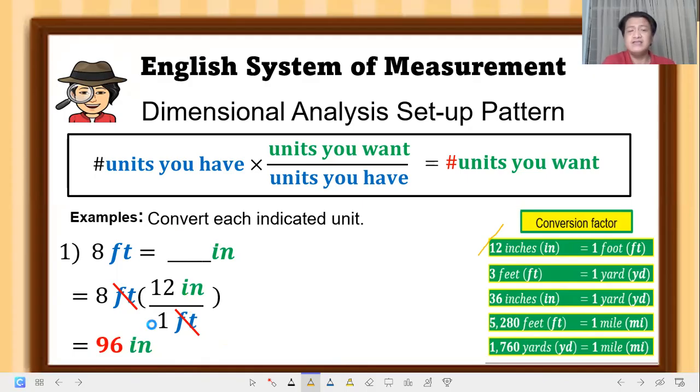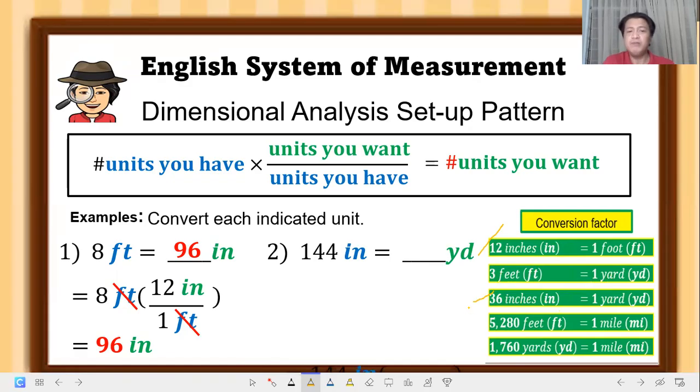Okay, 8 feet is equal to 96 inches. Okay, let's have number 2. I have here 144 inches is equal to blank yards. The first thing you look at is the conversion factor. Look at the inches and yard. Since we have inches and yard, that is what we will use. We cannot use feet and yard, because you need inches and yard at the same time.